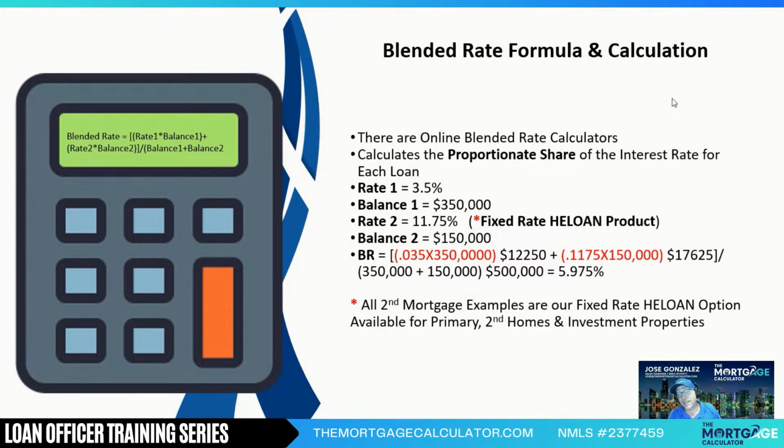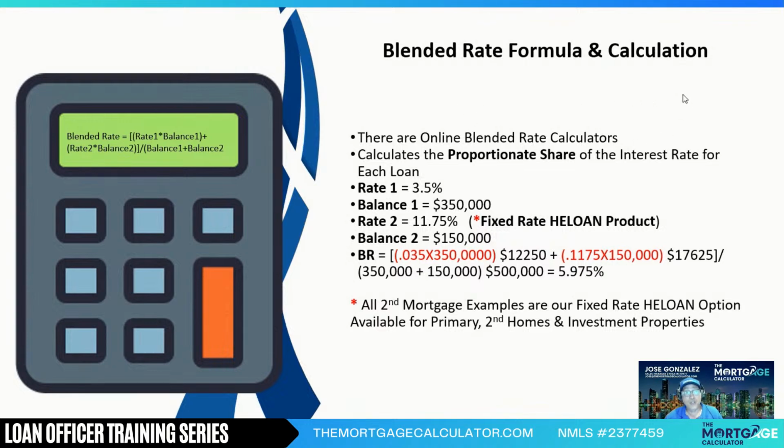Simply going to an online calculator and putting in some numbers and getting an answer to the equation is not going to help you understand what's really going on unless you really know what's going on. So the blended rate calculator, like I mentioned, calculates the proportionate share of the interest rate for each loan. So how exactly do you do that?